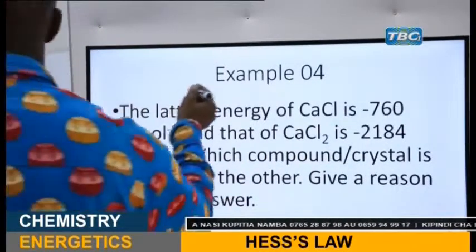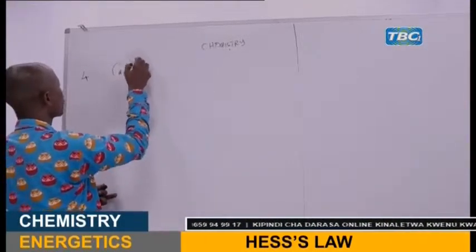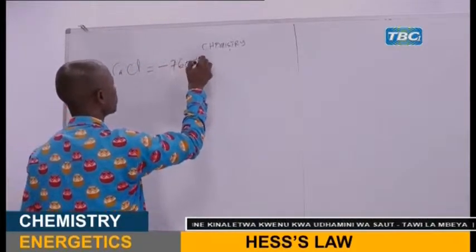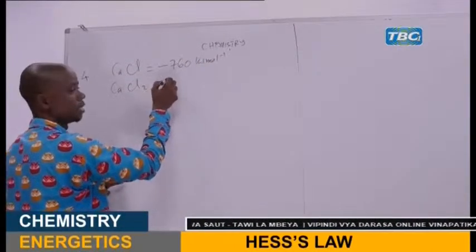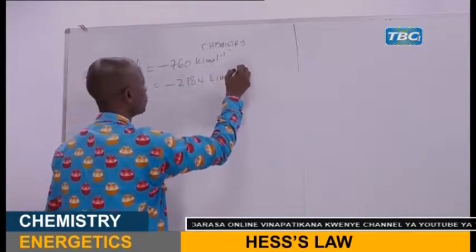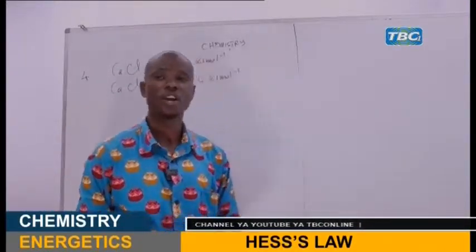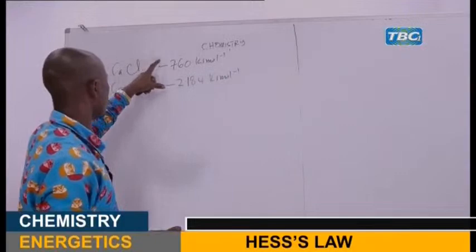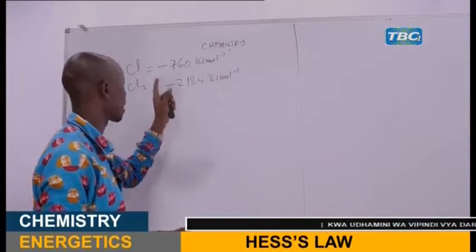When you are given the compounds, in this example 4, you are given calcium 1 chloride. The enthalpy is negative 760 kilojoules per mole. The second one is calcium 2 chloride, negative 2,184 kilojoules per mole. When you are given these questions, you have to compare the energies which are given out, because the processes of forming these compounds are purely exothermic, because their values are given in negative.